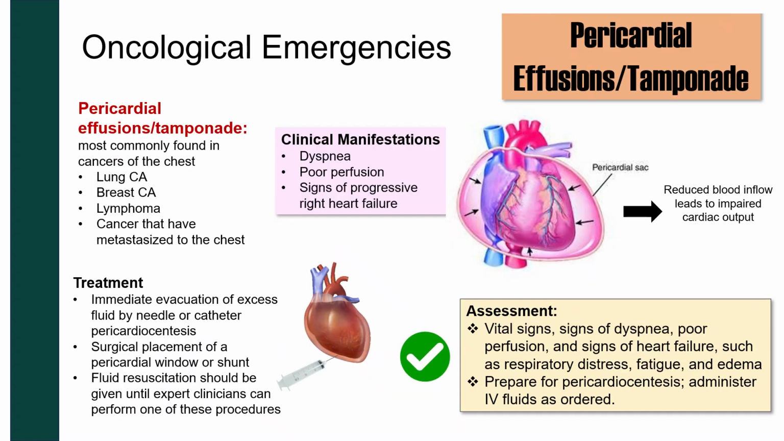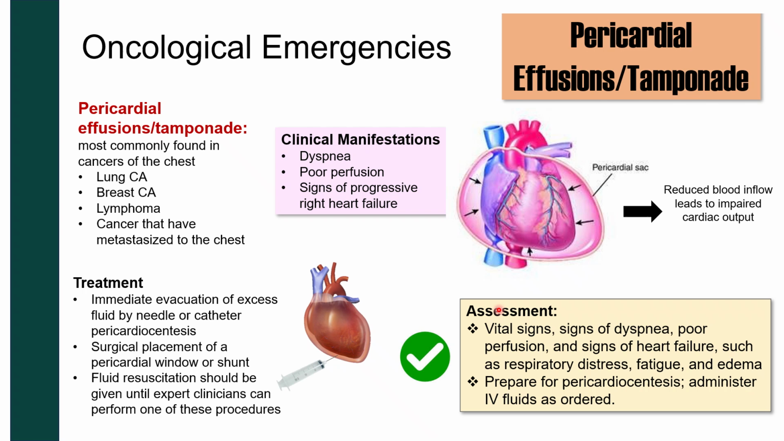Okay, moving on to pericardial effusions and tamponade. These are mostly found with cancers of the chest. So lung cancer, breast cancer, lymphoma, and any kind of cancer that has metastasized to the chest. So maybe it started in the liver and now it's metastasized to the chest. Signs and symptoms are going to be dyspnea, poor perfusion, and signs of progressive right heart failure.